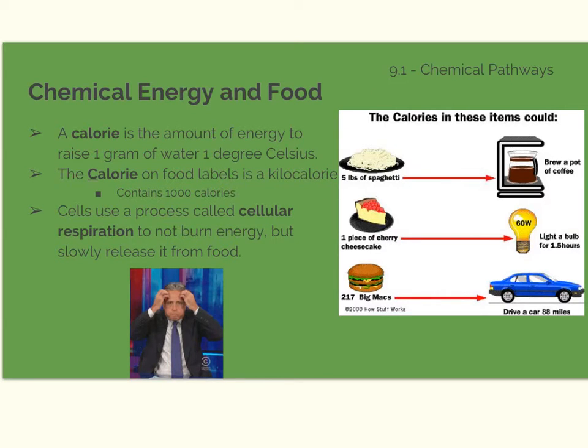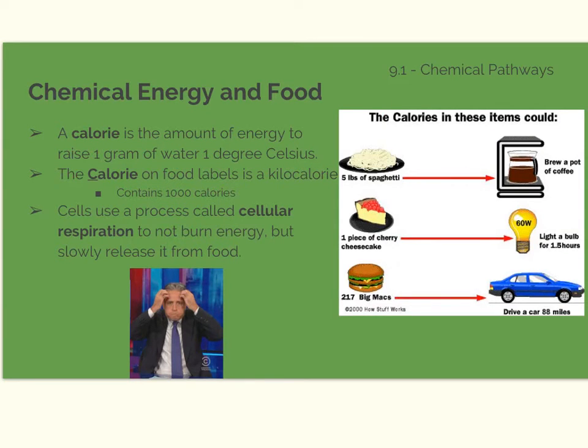Take a look here just to give you a little bit of an idea of how much energy we can get out of food. So you got 5 pounds of spaghetti, which, that's a lot of spaghetti. Probably 2.5 packages cooked, 5 packages of spaghetti uncooked. That'll brew a pot of coffee. 1 piece of cherry cheesecake, if you burned the amount of calories in there, could power a 60-watt light bulb for an hour and a half. That's pretty impressive. And a Big Mac, you could probably drive from here to the border of Illinois on 217 Big Macs.